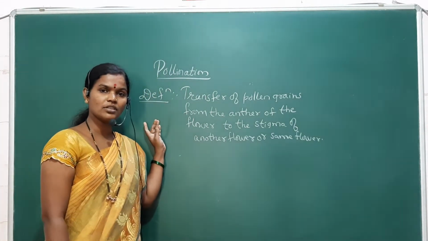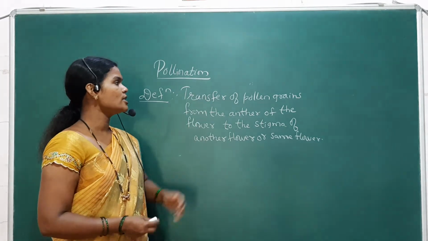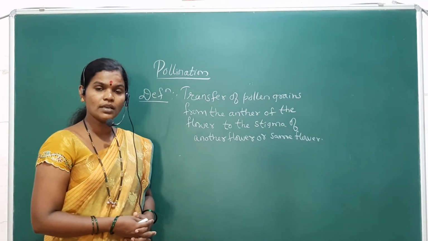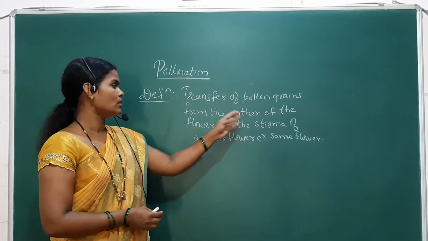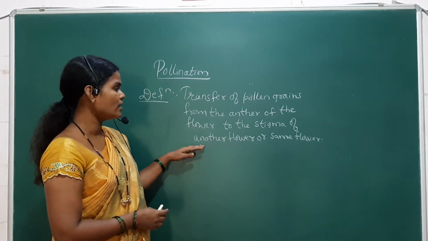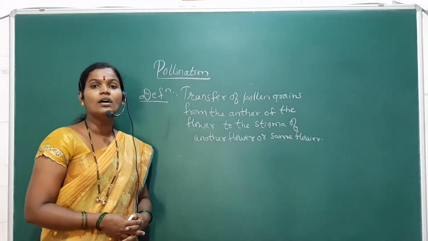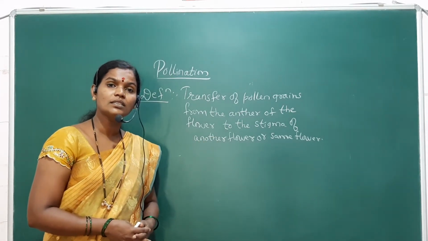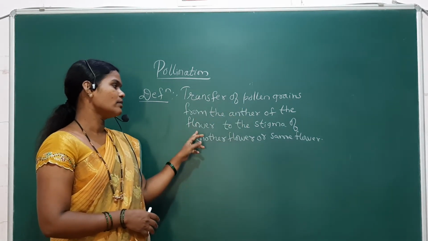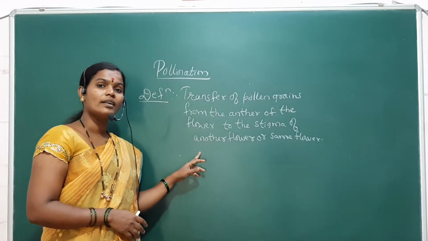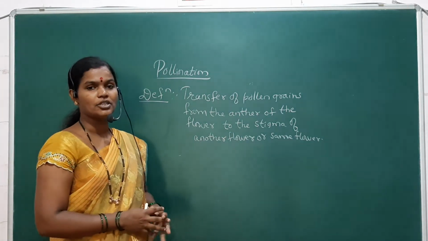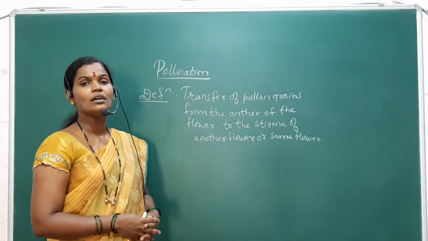Pollination is the transfer of the pollen grains, which are present in the anther, to the stigma of another flower or the same flower. The stigma is present in the gynoecium. So from the anther of the flower to the stigma of another flower or of the same flower, that is called pollination.